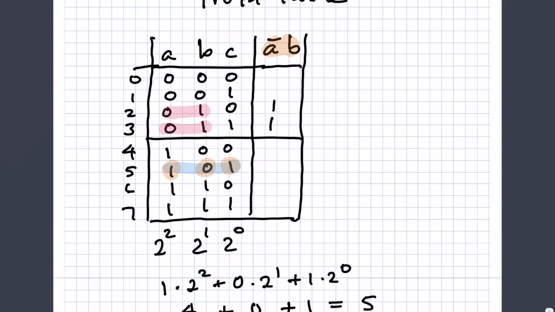Everywhere else, 0 for A, you invert that would be a 1. 1 ANDed with 0 is 0. So that's the case for all the other combinations.